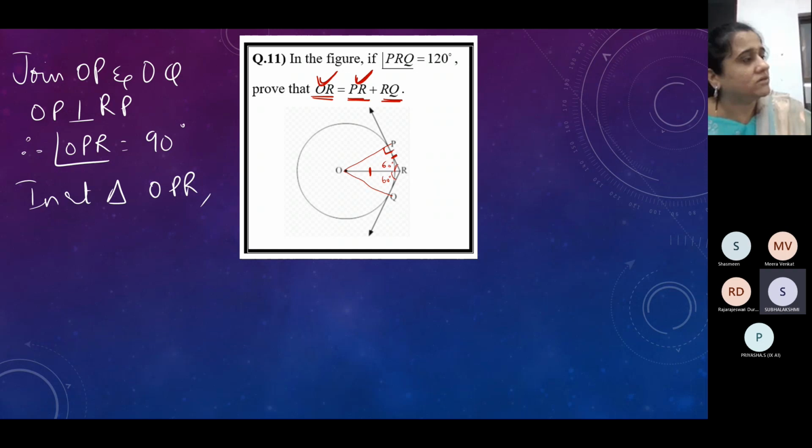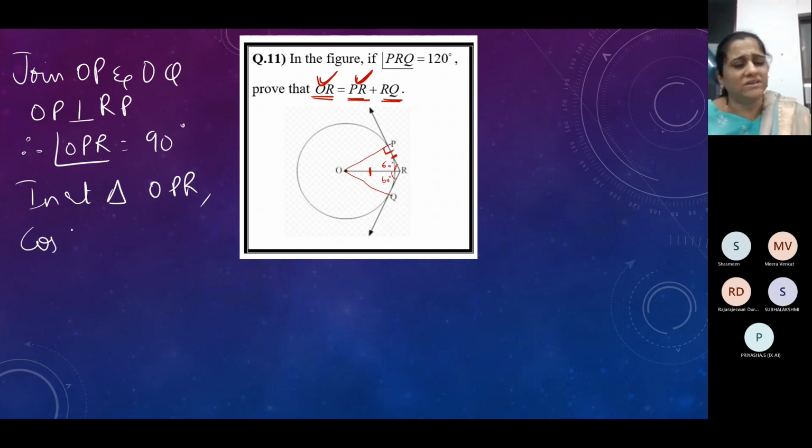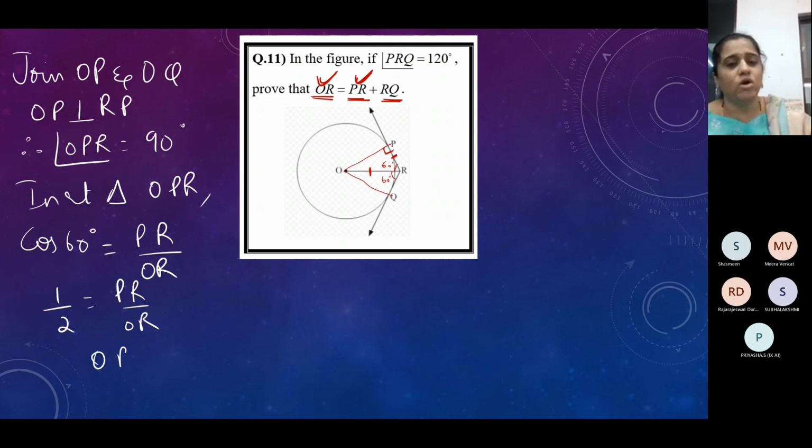Cos or secant. Cos 60 or secant 60. So we have to take cos 60 degrees. Cos 60 degrees is equal to adjacent PR by the hypotenuse OR. What's the value of cos 60? 1 by 2. Cos 60 is 1 by 2, equal to PR by OR. So when you cross multiply, you get OR is equal to twice PR, correct?